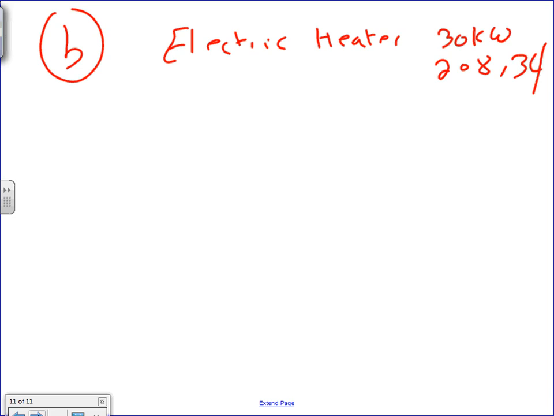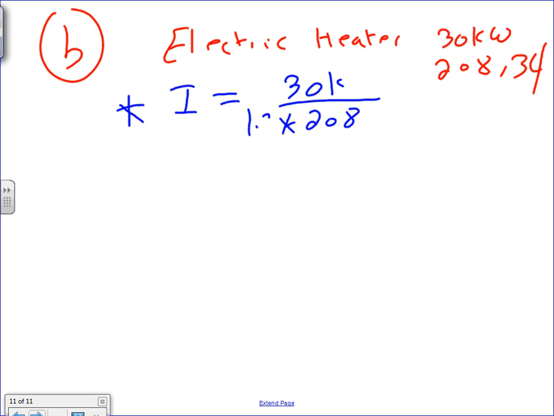So here's what you need to do. I equal, for this heater, 30 kW. By the way, kW and kVA are the same here, divided by 208. Don't forget the 1.73. We're going to find the full load amps of this baby. So 30 divided by 208 divided by 1.73. That will get me 83 amps, Chris. 83.3 amps.